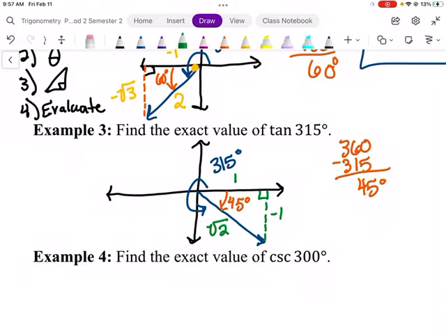Then for step 4, we are going to evaluate. So for this one, we're finding the tangent of 315 degrees. So tangent from this angle of 45 is negative 1 over 1, which just equals negative 1.